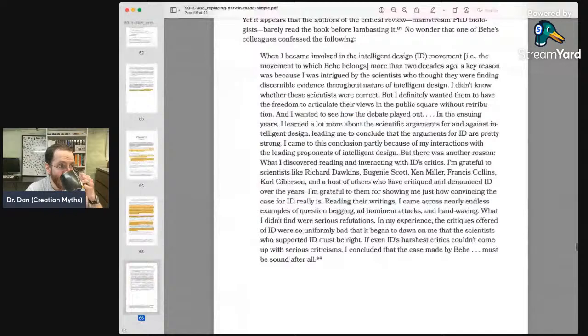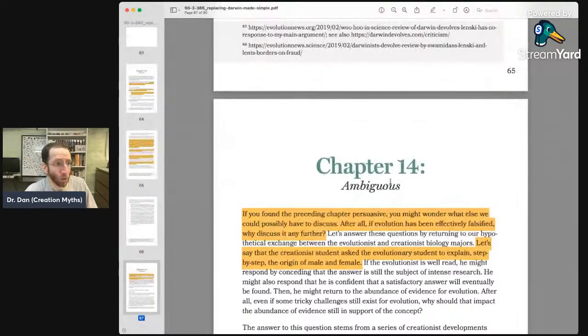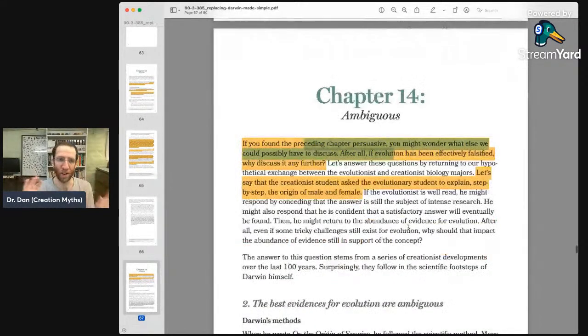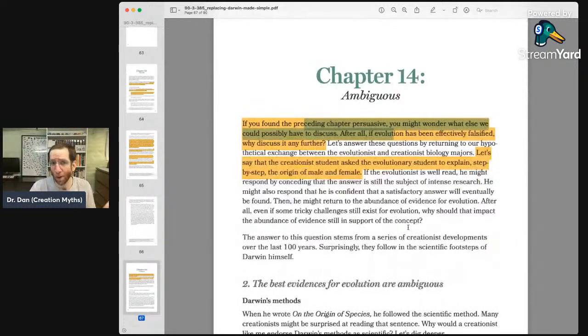Let's keep going. Ambiguous. Oh, so what he's going to do in this chapter called ambiguous is that there's evidence that doesn't allow you to distinguish. He's saying, oh, it could be evolution, could be creationism. It's ambiguous. That's the argument here.